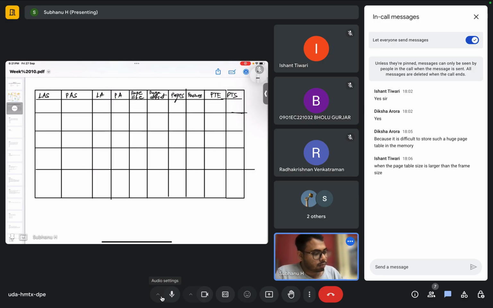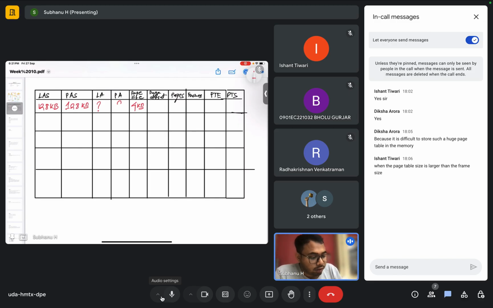To show that page number 4 is present in frame number 5 in main memory, the page table never contains the page number. So the page table entry should identify the frame number. So each page table entry needs 32 bits to identify each frame. Now page table 1 contains 2 to the power 20 entries, each of size 4 bytes. Page table size is 4 MB, but each frame size is 4 KB.